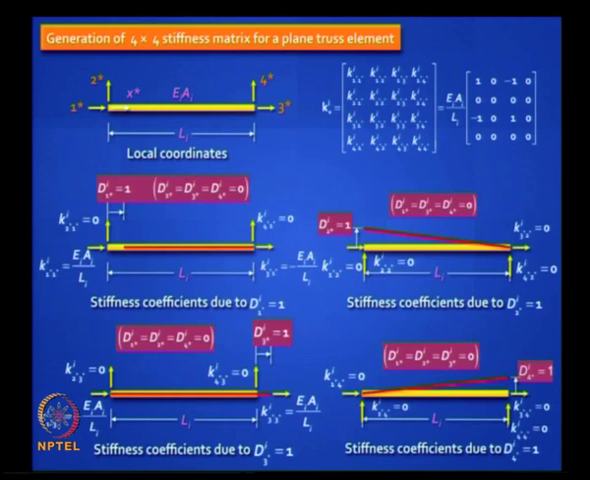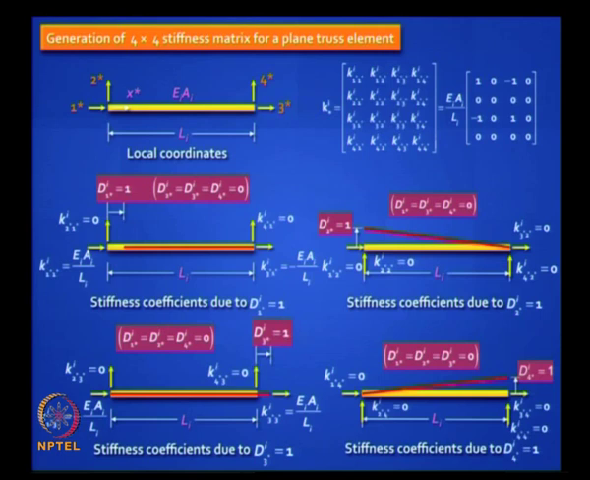In this truss element, you will find that the 0 rows and columns correspond to the shear force. If you use it in a plane frame element, you have the ability to take shear. So, they are no longer going to be zeros. That is a big difference.